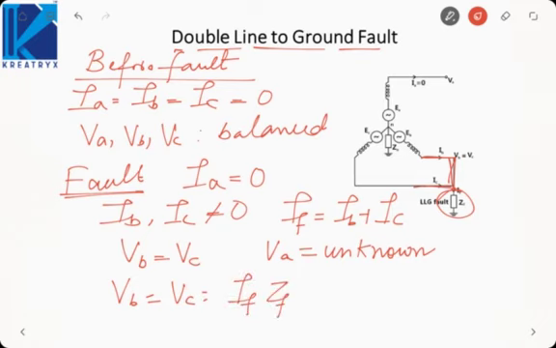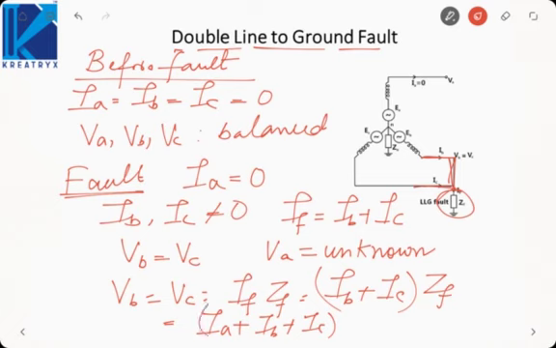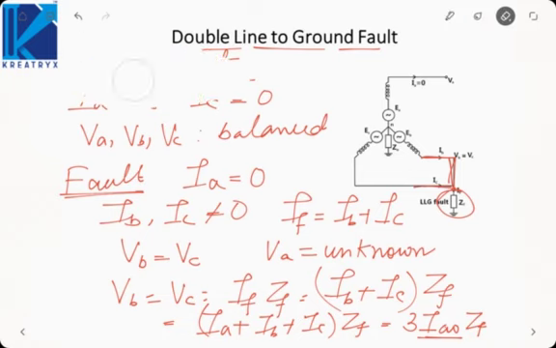IF into ZF, which is equal to IB plus IC into ZF, or what I can write is IA plus IB plus IC into ZF, because IA is 0 anyways, and we know the sum of the three currents is equal to 3 IA0 into ZF. So this will be the voltage of the faulty phase, that is VB and VC, that is equal to 3 IA0 into ZF. Now to derive what is the connection of the sequence networks for a double line to ground fault, we will derive the symmetrical component of currents.